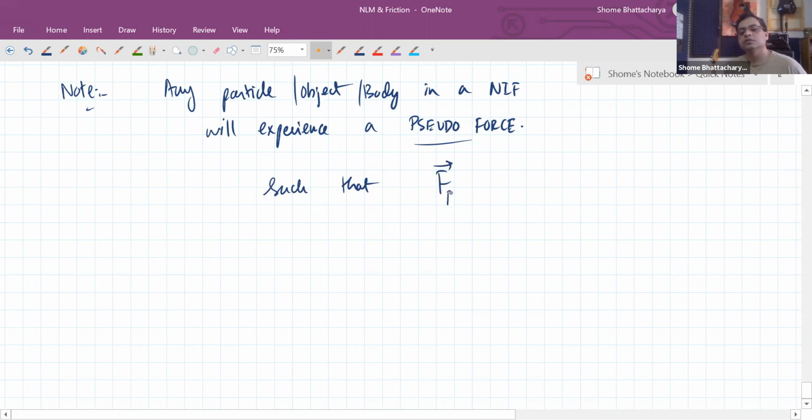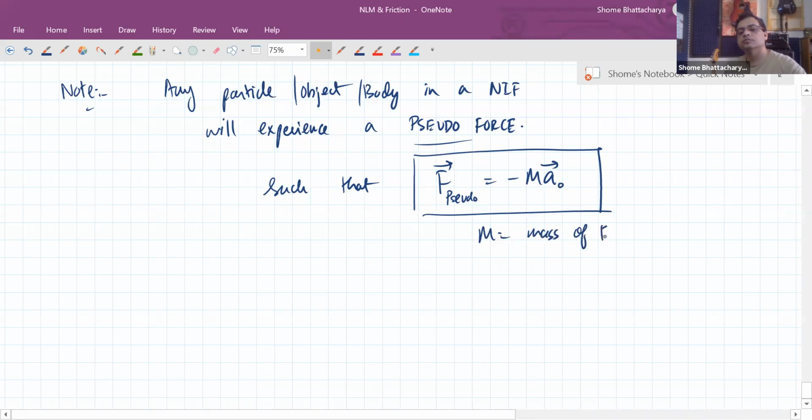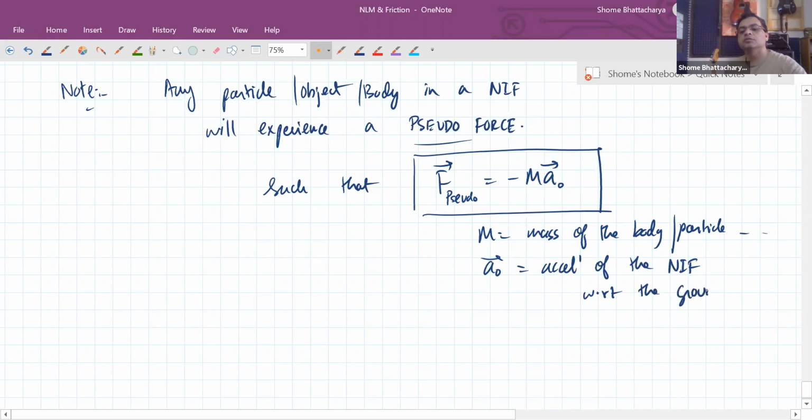pseudo force, as you know, is given by a simple relation: it is minus of mass of the body into the acceleration of the frame. So let's call that A naught. Where m is the mass of the body, particle, whatever, and A naught is the acceleration of the non-inertial frame with respect to the ground frame. Okay. So how do we get this relation?